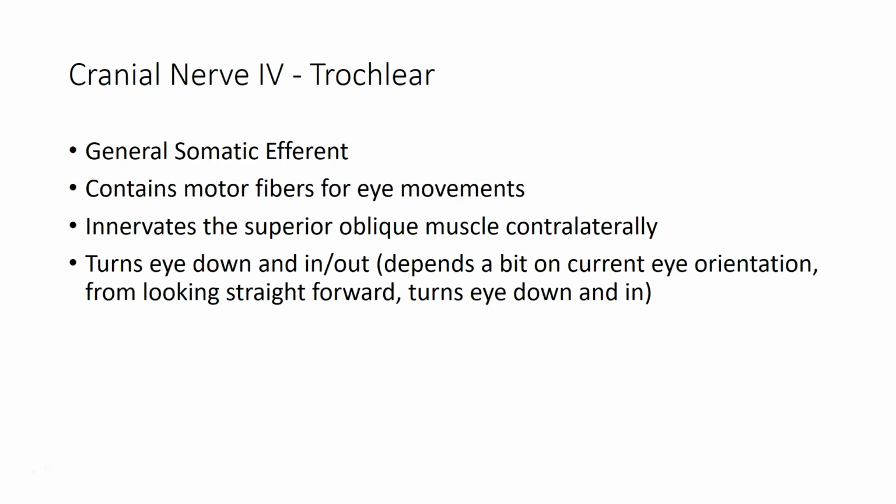Cranial nerve 4 is another eye movement nerve, but it's got one specific eye movement that it does, having to turn the eye downward and either sort of inward or outward, depending on where exactly your eye is looking at the moment.